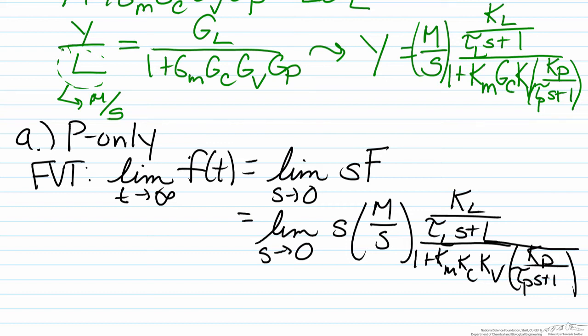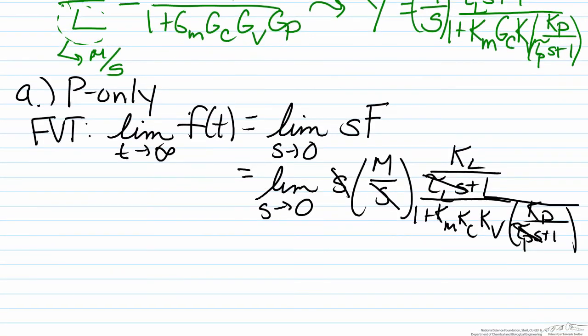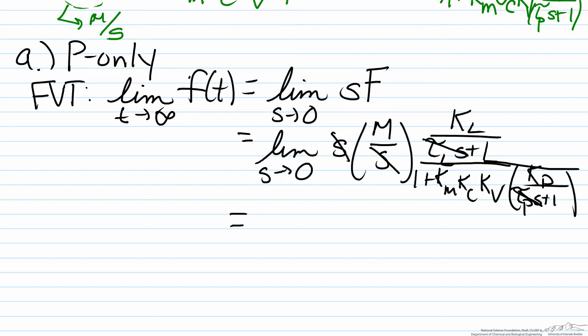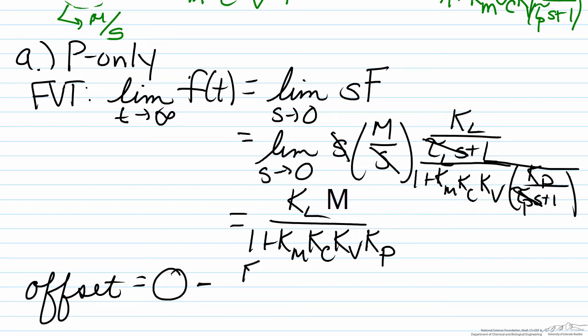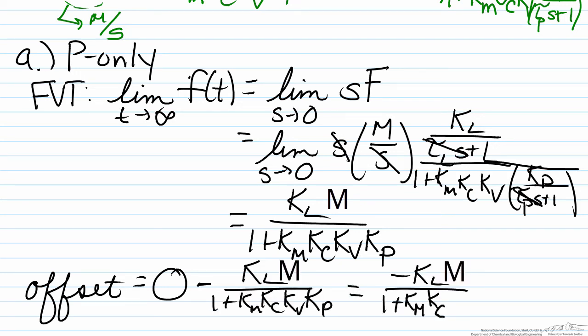So here we can cancel out the values of s, and the tau L and tau P s terms are going to go to 0. So this leaves us with the value at steady state will be KL over 1 plus KM KC KV KP. The final value is not 0, so therefore a disturbance passing through will have an irrevocable change on how our control variable will act. So the offset will be 0, the desired value, minus the value we just calculated. So in other words, that value we calculated is the negative value of the offset.